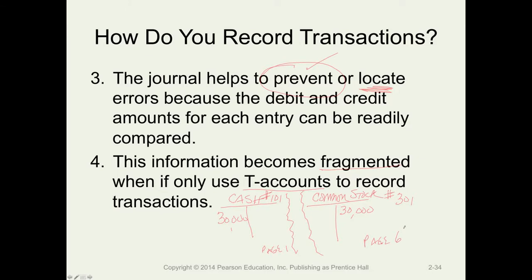So it would mean that you'd have to leaf through or scroll on a computer to search for the account. So the information is fragmented. The transaction becomes fragmented, and therefore it's not impossible, but it is more difficult to prevent and locate errors.